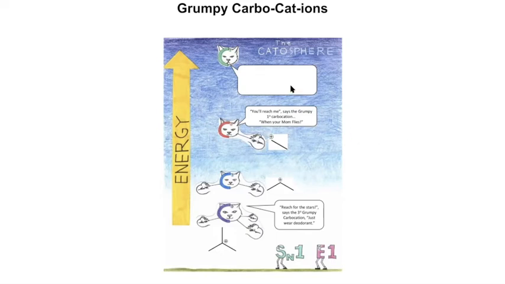Okay, next up, the methyl carbocation. The methyl carbocation is the highest in energy. That's up in the catosphere. So high, too high in energy for us to really make. If you're on an exam or on a homework and you draw out a primary carbocation or methyl carbocation, something's wrong. That's usually always so. Don't do that.